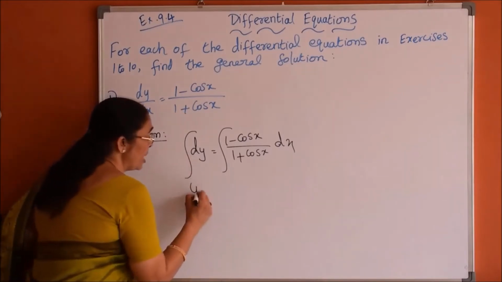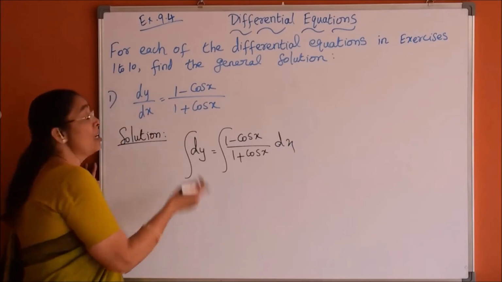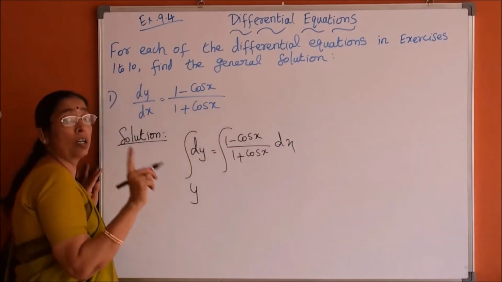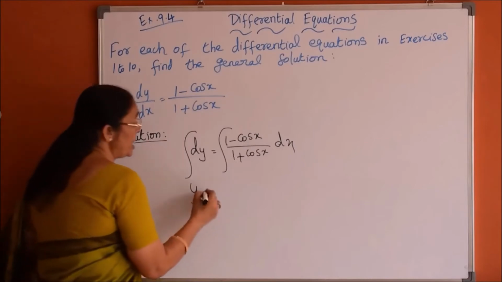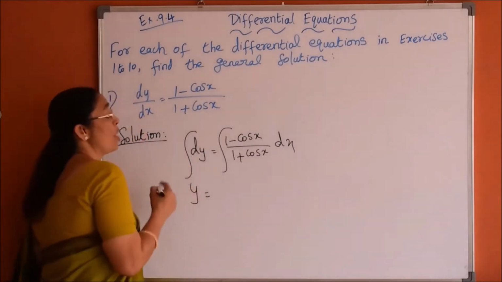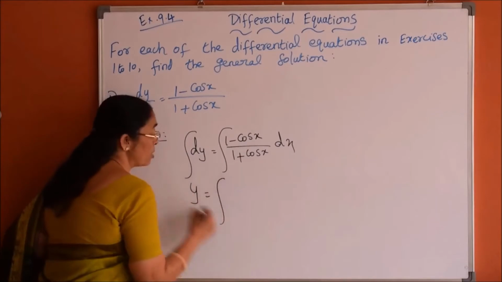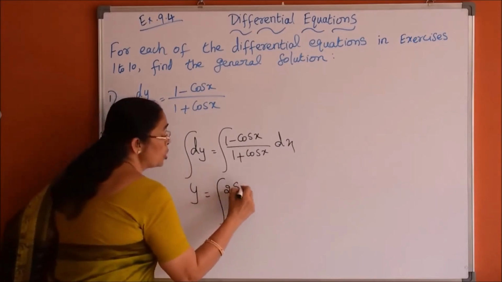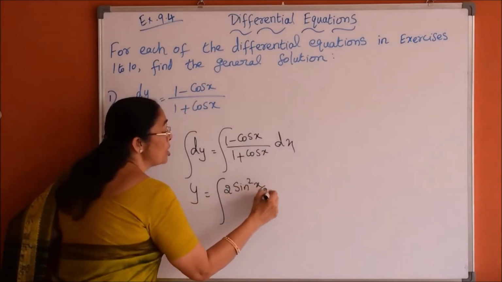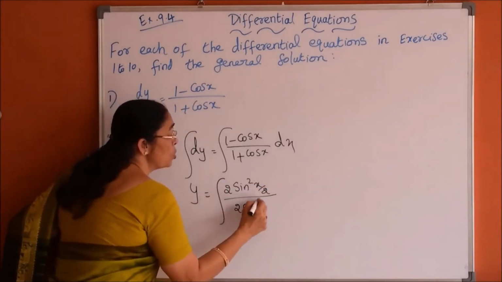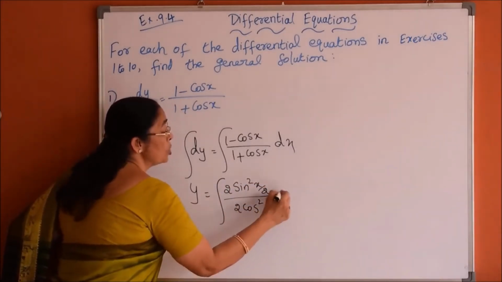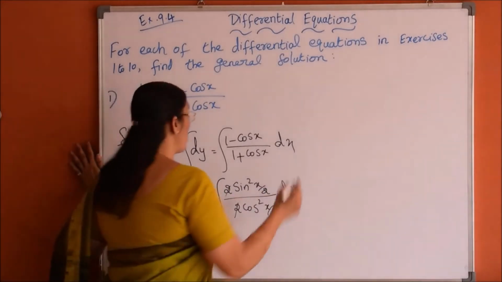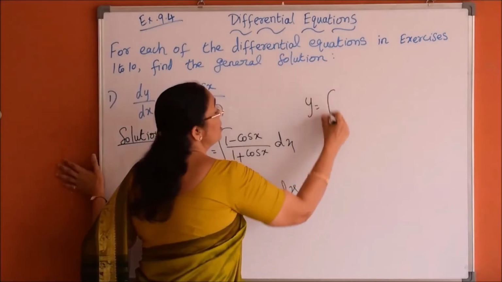Integration of dy is y plus c. Anyway, here also we will get one constant, so we can write only one constant altogether. So y is equal to, now, integration of (1 minus cos x) by (1 plus cos x). 1 minus cos x can be written as 2 sin square x by 2, and 1 plus cos x is 2 cos square x by 2, dx. Now, 2 gets cancelled. Sin square x by 2 by cos square x by 2 is nothing but tan square x by 2.